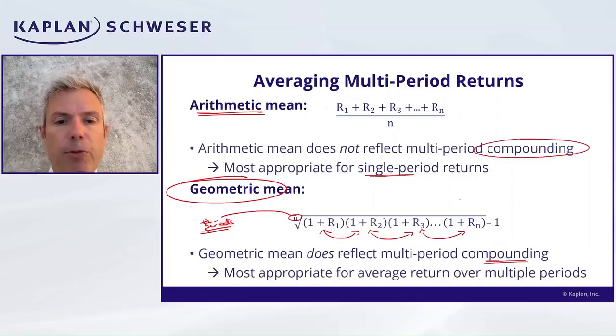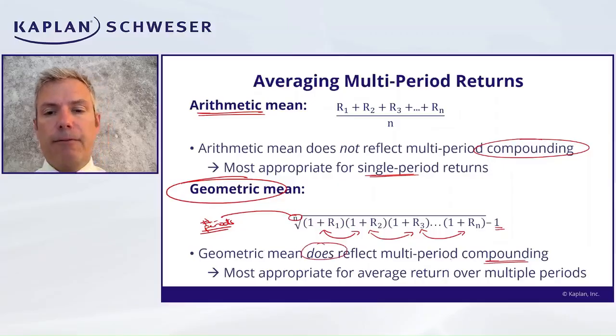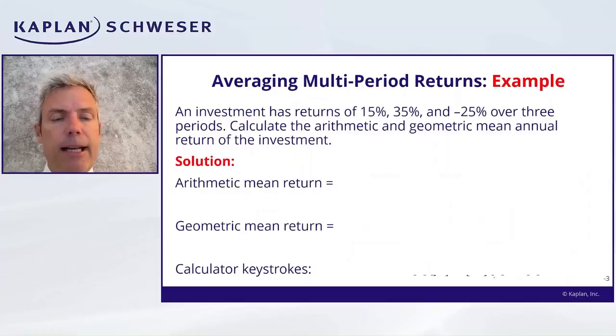But once you've done this, once you take the nth root, you're really looking at 1 plus the return you've multiplied by on average each period. So if you subtract the 1, then you get back to the geometric average return that you've earned each period, okay? So this does reflect multi-period compounding and is the most appropriate application for an average return over multiple periods. So let's apply this. Let's have a look at this in action.